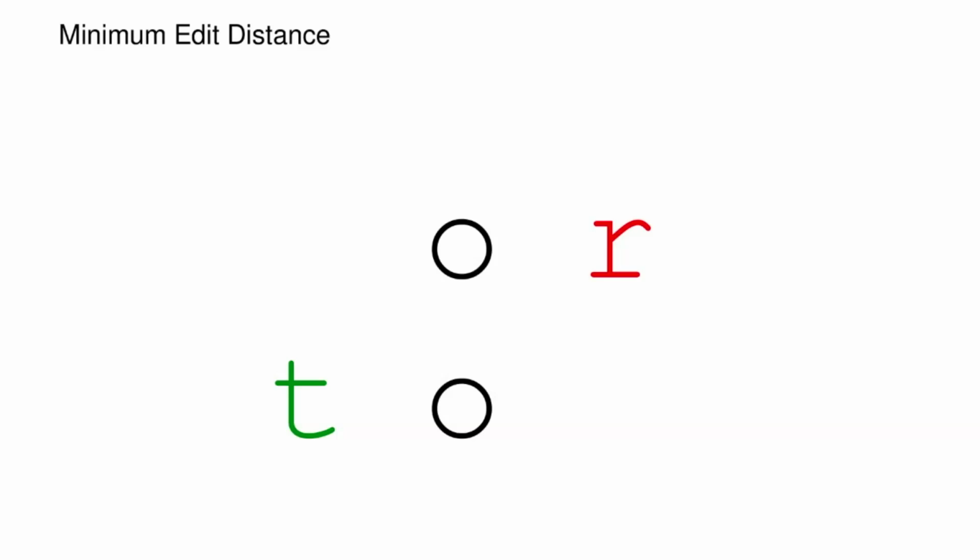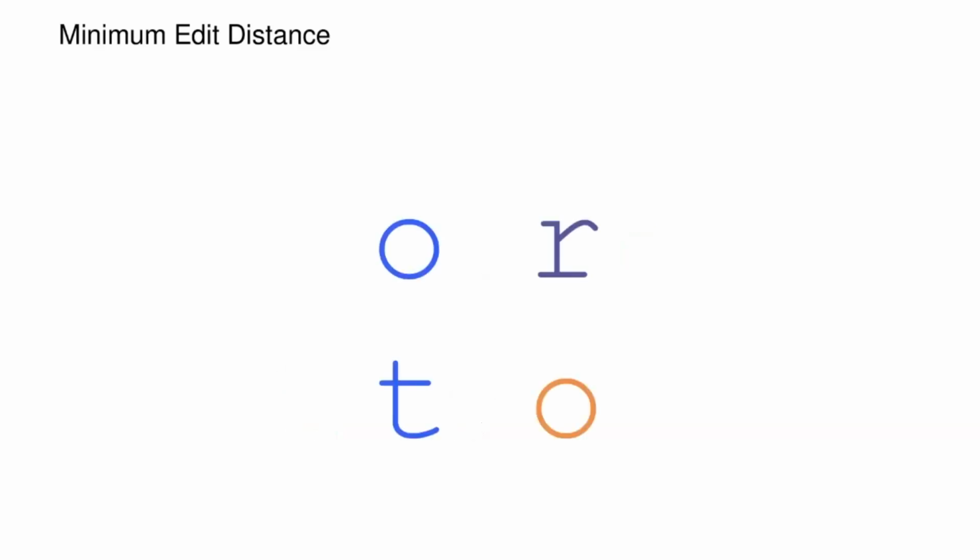We want to figure out how far away these two words are. So for example, we could think we can go from "or" to "to" by removing r and then adding t. That's a distance of 2. Or we could change the o to a t and the r to an o. That would be replace. That's also a distance of 2. And basically, we want, as you remember, to minimize the number of such changes that we make.